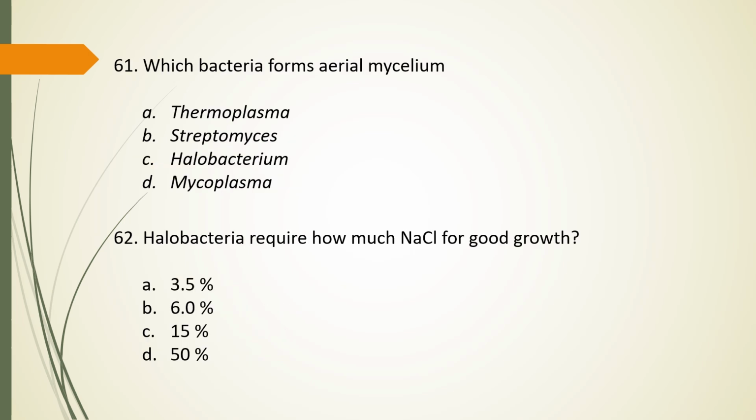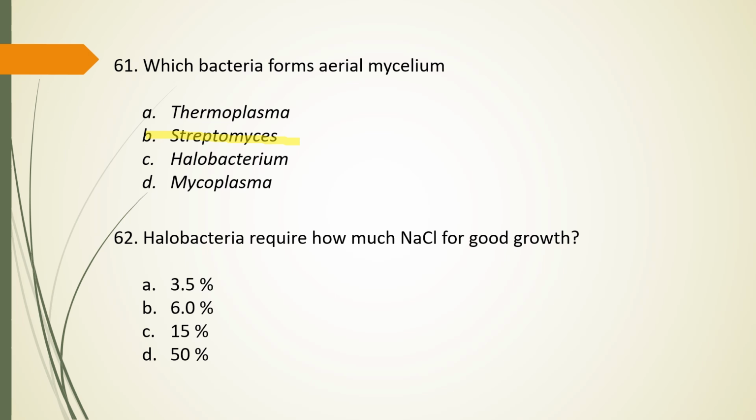Question number 61. Which bacteria forms aerial mycelium? Option A, Thermoplasma, B, Streptomyces, C, Halobacterium, D, Mycoplasma. The correct answer is option B, Streptomyces. Streptomyces are filamentous bacteria that grow in soil and produce antibiotics. When grown on surfaces, they form a vegetative substrate mycelium followed by aerial hyphae that develop into pigmented exospores.